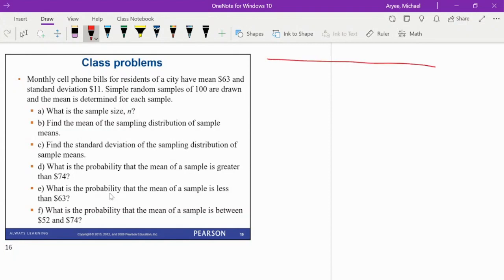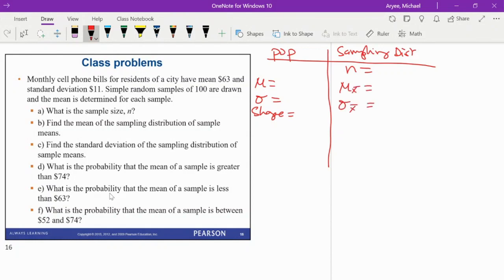Okay, so you're going to do the problem. Population side, sampling distribution side. I need a mu, I need sigma, I need shape. I need mu x bar, I need sigma x bar, and I need shape over here. Let me start with Claire. What is the sample size? 100. Very good. Good start.